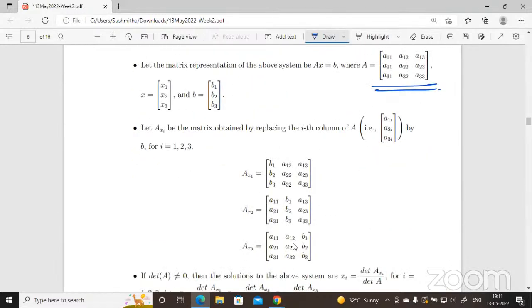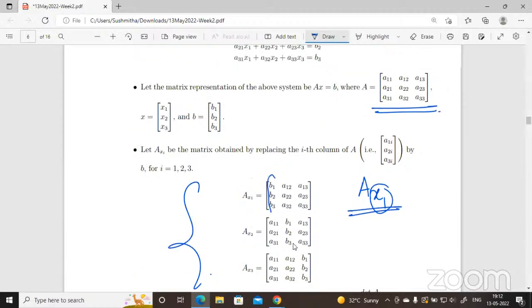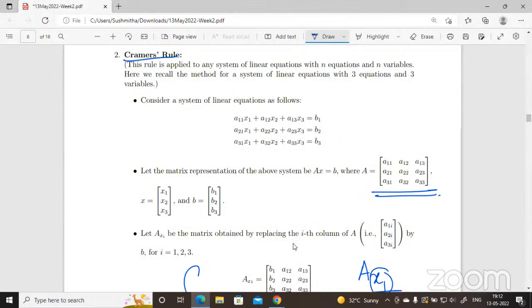So how we find the solution is by doing this. You find three different matrices which are denoted by AX1, AX2 and AX3, where X1 is the first variable, X2 is the second variable, X3 is the third variable. So how you find AX1 is you replace the column corresponding to X1 with the right hand vector. Which is the column corresponding to X1? First column. Yeah.